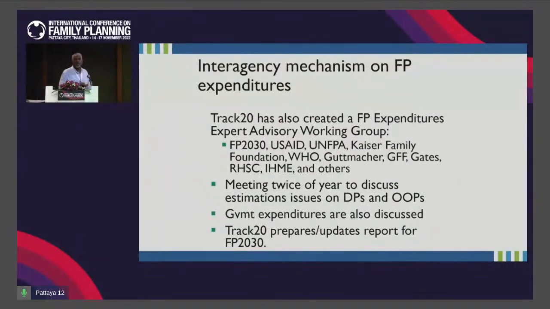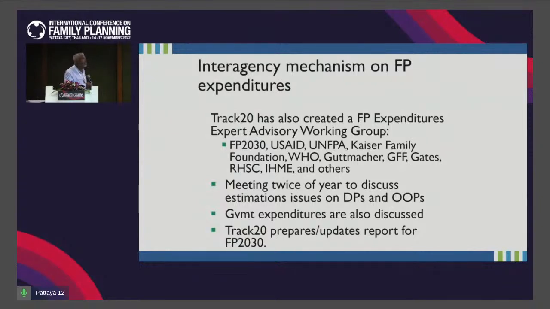How do we work with all of that? We're talking about different institutions providing data. Here is a list of many of the institutions: FP2030, USAID, UNFPA, obviously the Kaiser Family Foundation, who provide us with the donor disbursement estimates, WHO, the health accounts team that we use, and I'll show you a slide in the next one as to how we use them. Guttmacher Institute, the Global Financing Facility, the Gates Foundation, the Reproductive Health Supplies Coalition that Michelle mentioned, and then IHME and others. And we used to meet twice a year.